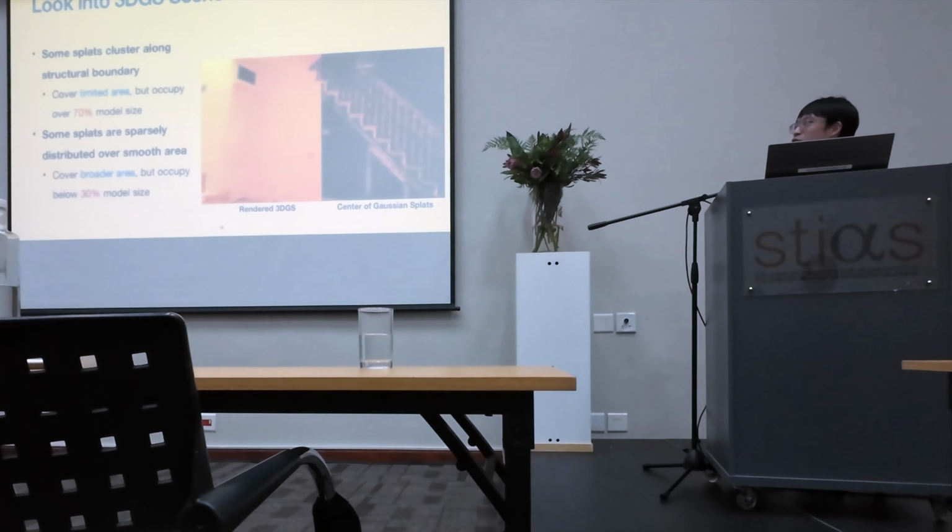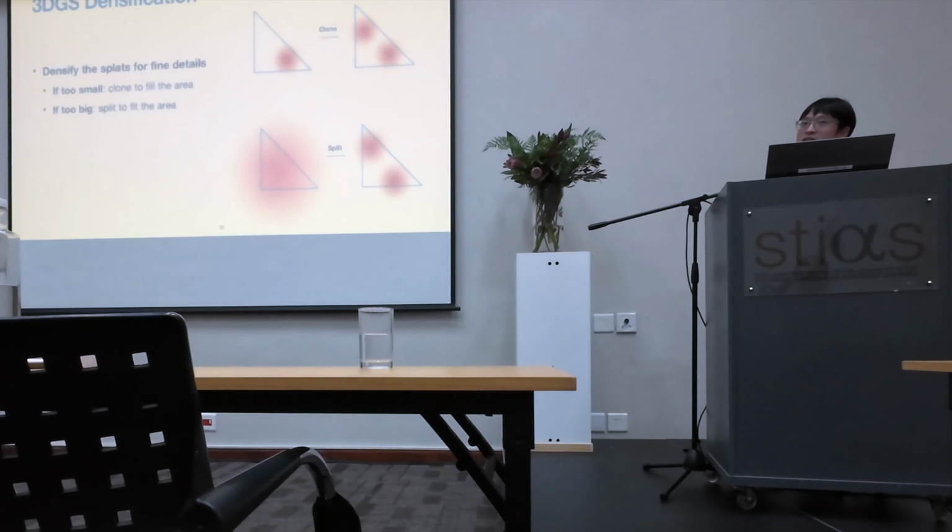In order to generate 3DGS with more photorealistic quality, the authors introduced one more step during the training of 3DGS, which is called densification. The idea of densification is very simple. We want to densify the splats for the fine details, and they designed basically two rules. One is if the splat is too small, we clone it into two to fill the area. And if the splat is too big, we split it into two to fit the area.